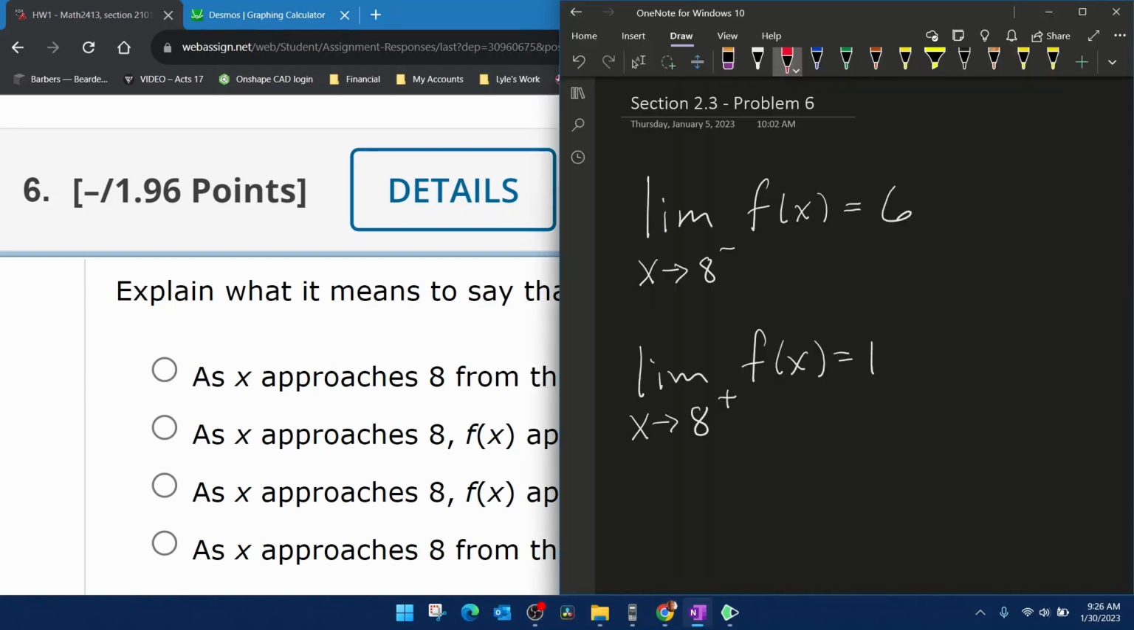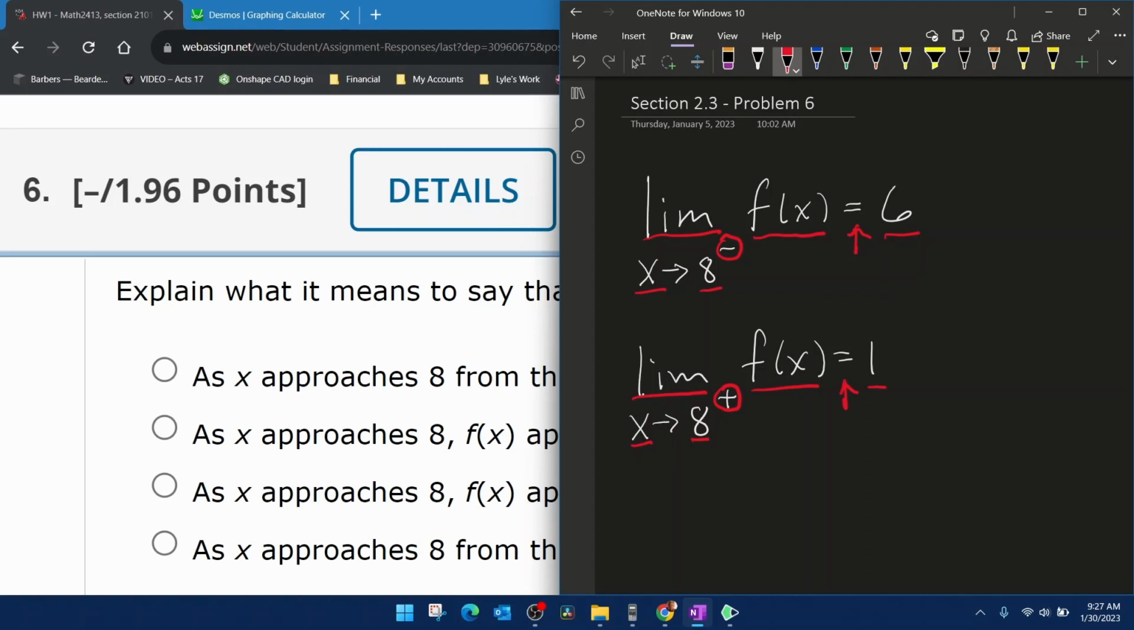So in my scratch work here, I have both of the limits written down that they had. Let's look at how to read this correctly. This is the limit as x approaches 8 from the left. If it looks like there's a negative in the exponent position for the 8, that means from the left. So again, we have the limit as x approaches 8 from the left of f of x is 6. And then the other one says the limit as x approaches 8 from the right of f of x equals 1. So that's how you read those correctly.